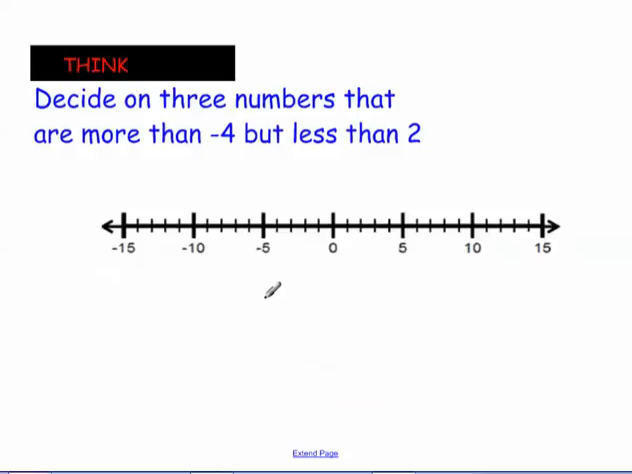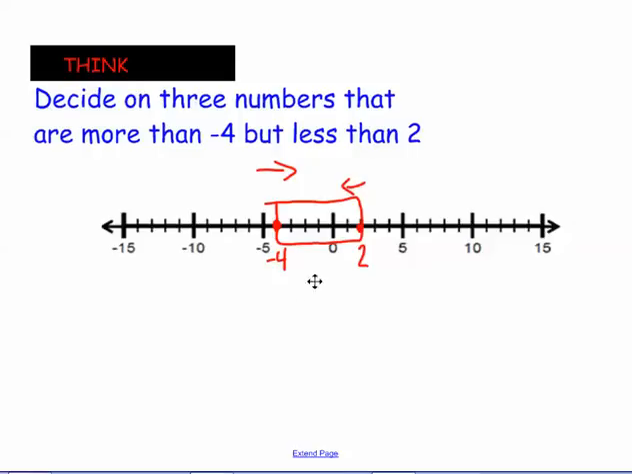All right, let's look at this situation here. Decide on three numbers that are more than -4. More, that means greater, but less than 2. So if I look at my number line here, I'm just going to plot where those points are. So -4 is going to be right here. Here's my -4. And here's where my 2 is going to be. This is 2. So I want something that is more. Remember, more is this direction, greater is this way, but less than 2. So doesn't it have to be somewhere between these two? Has to be somewhere in the middle.